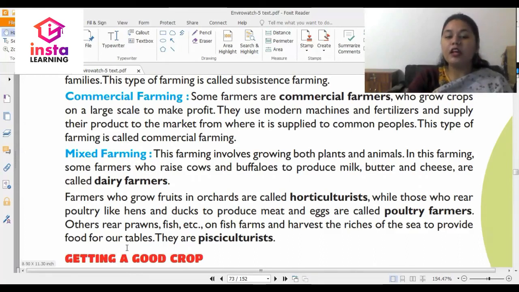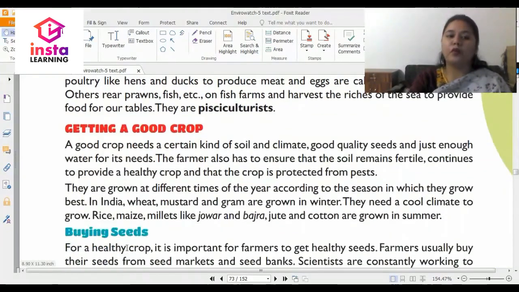Now we come to the next topic, getting a food crop. A good crop needs a certain kind of soil and climate, good quality seeds, and just enough water for its needs. In the previous chapter, we studied the growth of plants. So we know there are three requirements: water, sunlight, and soil. The farmer also has to ensure that the soil remains fertile, continues to provide a healthy crop, and that the crop is protected from pests. So what is a pest? It is a crop-eating insect. They are called pests.